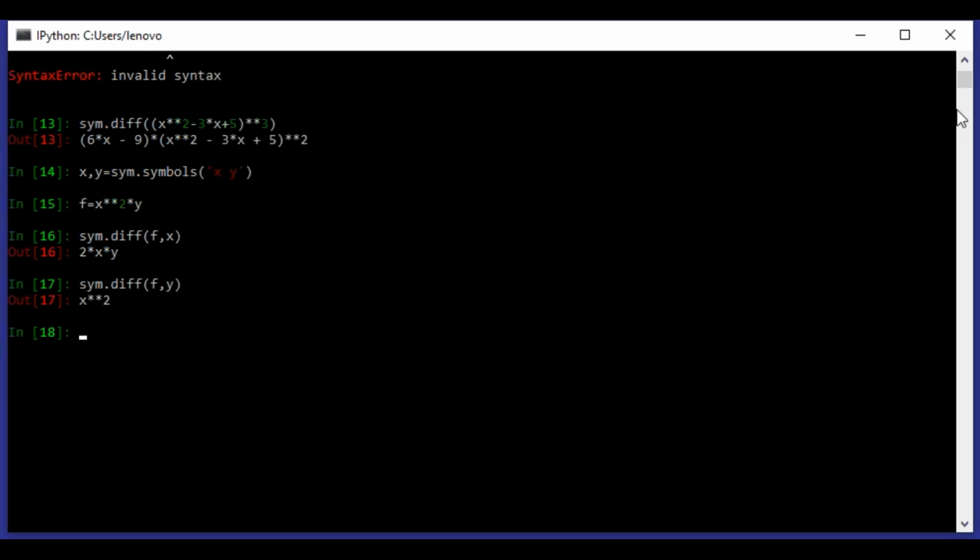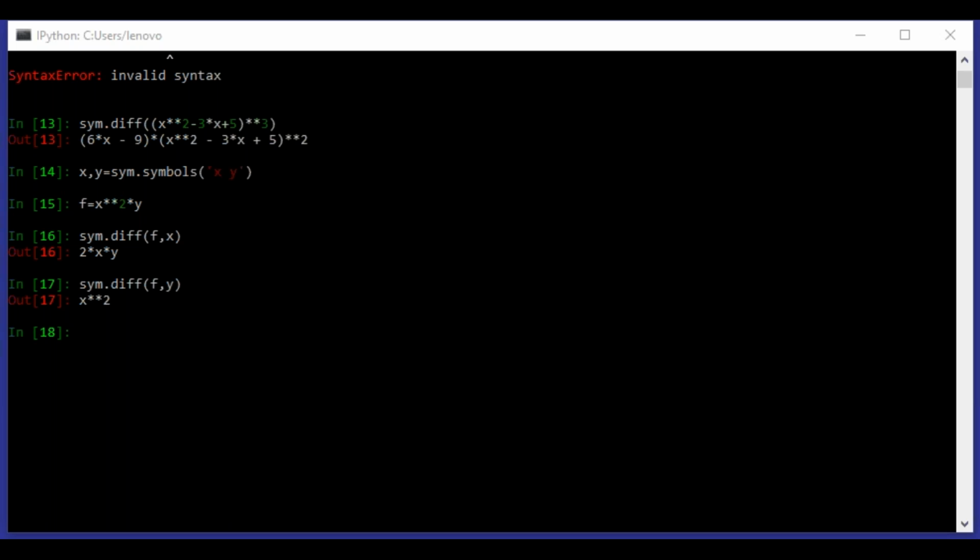Similarly we can find the partial derivative of a multivariable function with respect to three variables. For example, we can take the function f of x comma y comma z. I am typing it in the chat box. F of x comma y comma z equal to x squared y z raised to 5.